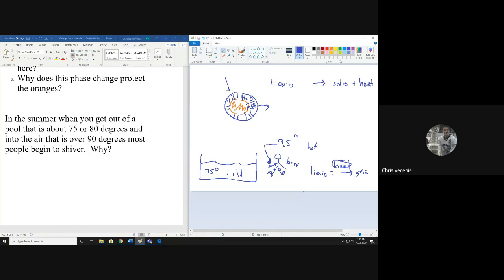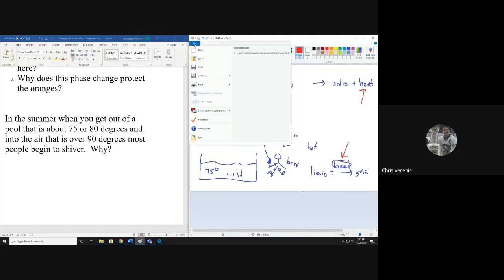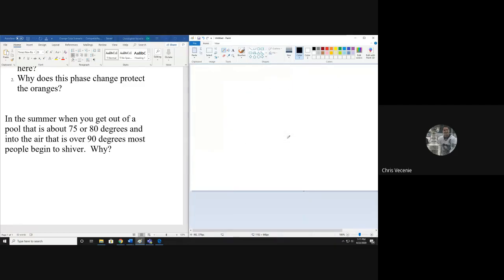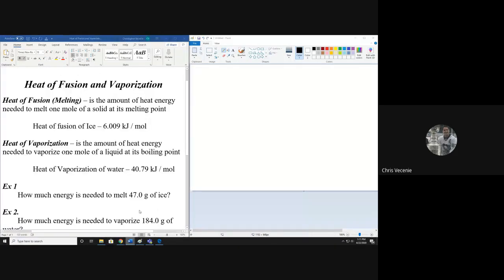All right, so what I wanted to dive into today was this. I'm saying heat, I'm saying heat, but there is an amount of heat that's necessary for that. That's what we're going to get into. We're going to talk about the math end of how we calculate that heat. That's called heats of fusion and heats of vaporization.